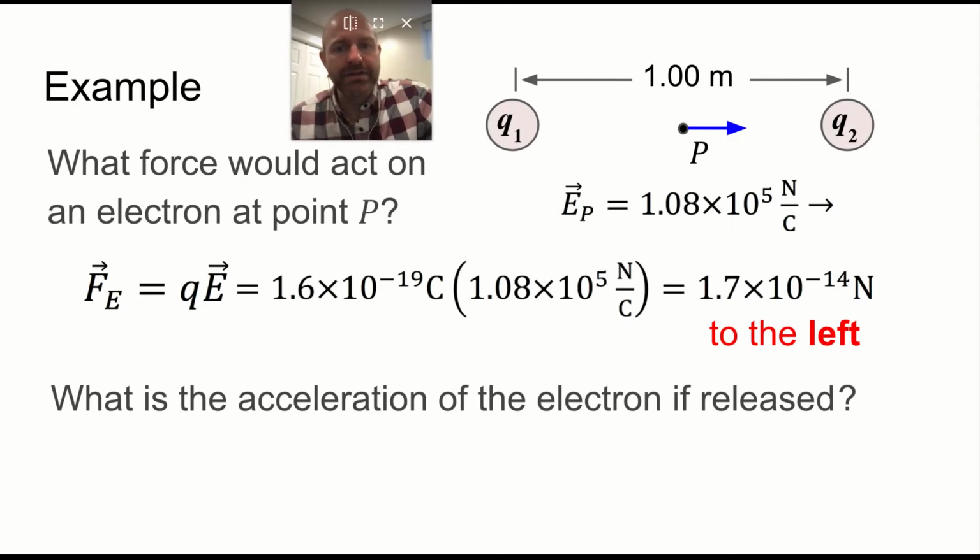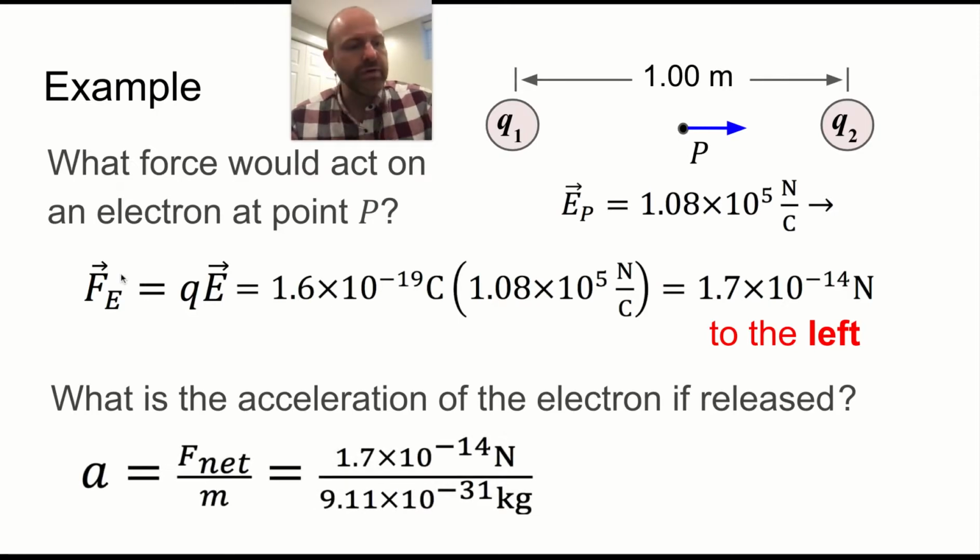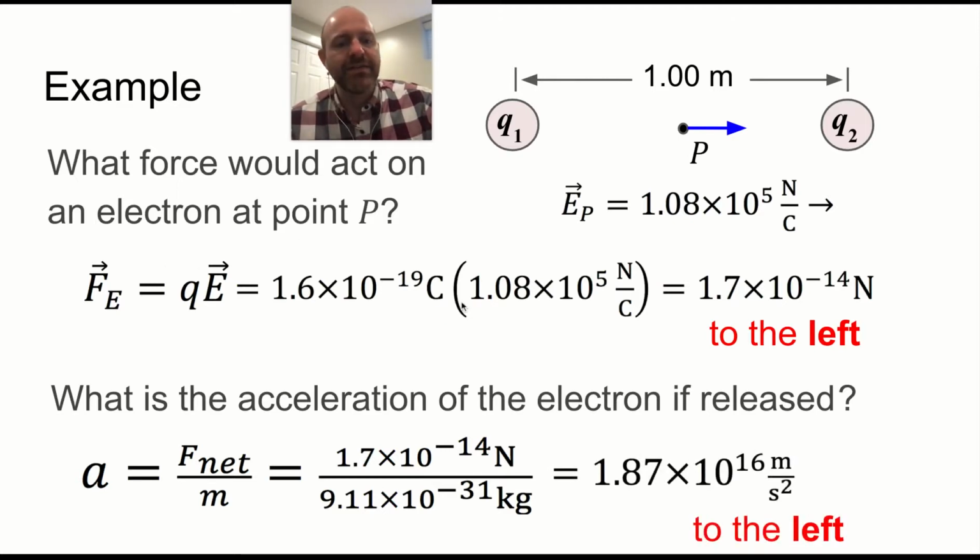The other thing we might ask ourselves is, what is the acceleration of that electron the instant we release it? Well, that's just a Newton's second law relationship. Net force divided by the mass gives us 1.87 times 10 to the 16 meters per second squared to the left. The acceleration always has to be in the direction of the net force.